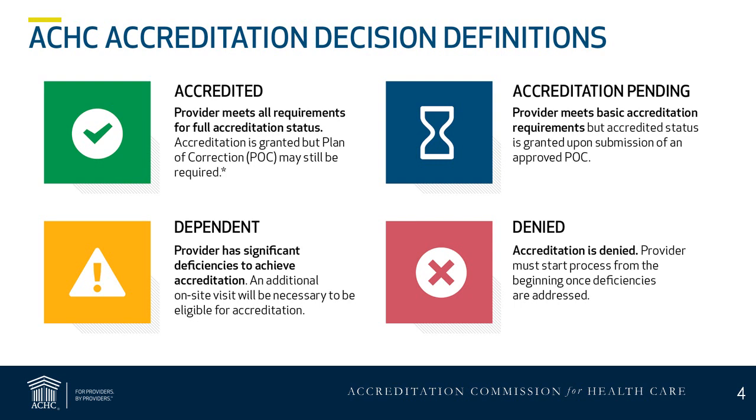Dependent means that a condition level was cited. Even one condition level deficiency will result in a dependent level survey. And a dependent level survey means that we have to come back out on site to determine that that condition level has been abated. Denied means that things were so significantly wrong that ACHC has decided to deny your application or your accreditation, and you will need to start over with the application process.